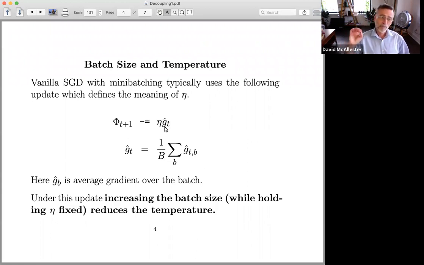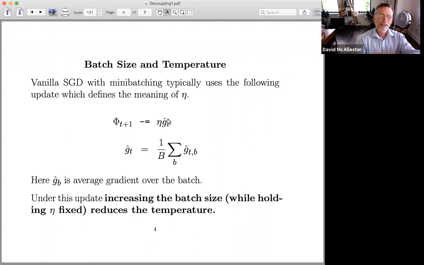Now, we're averaging gradients when we do this. If we average gradients, we're getting a more reliable estimate of the gradient because we're taking an average of a sample. So it's going to be less noisy than any one sample. So this G hat becomes less noisy as the batch gets larger. And that means that the temperature, the amount of noise in the SGD, will go down as the batch size goes up.